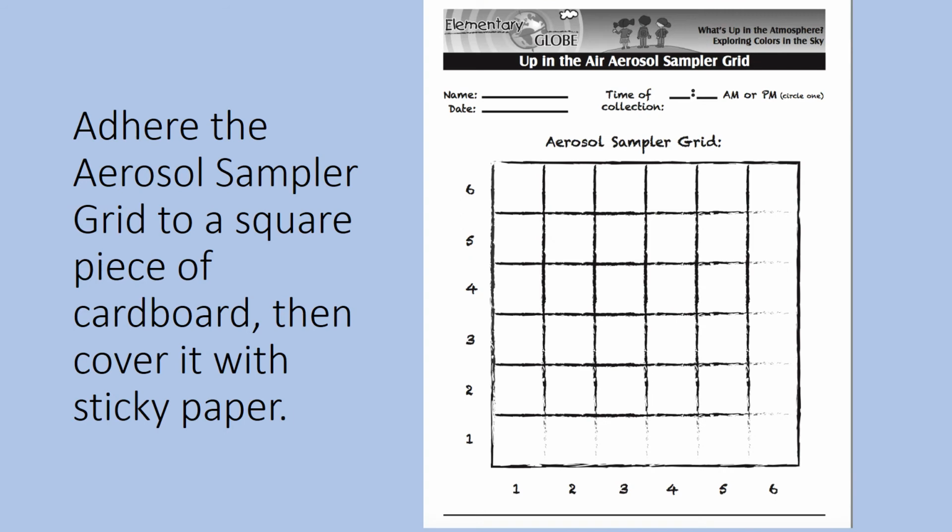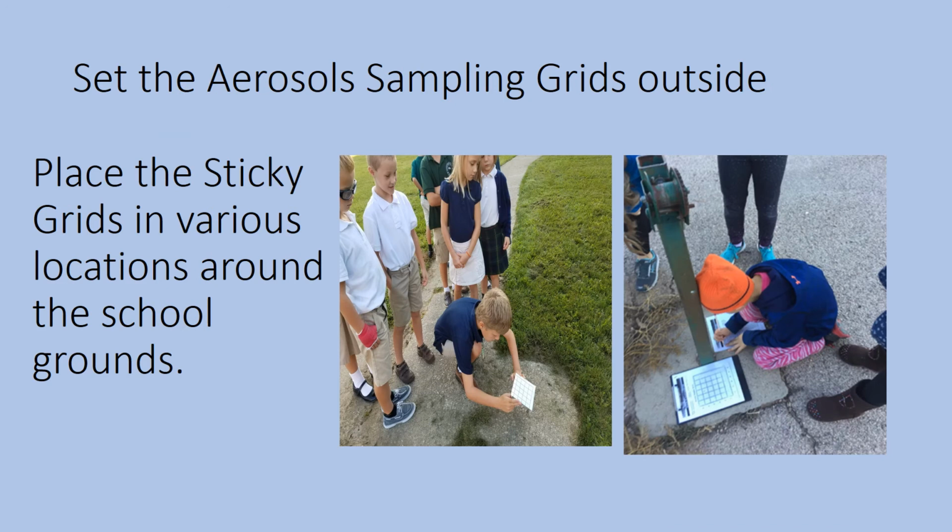So within the activity sheet, you'll see this aerosol sampler grid along with some instructions on how to make the sticky grid. Basically, you cut this out and you adhere it to a square piece of cardboard and cover it with sticky paper. So once your student groups have created their sticky grids, you can take them outside and have them place them in various locations around the school grounds.